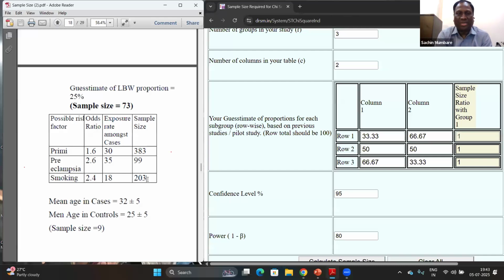Please go ahead and do it. Use the 1:3 ratio only for primary, because that is the risk factor which is giving the highest sample size. And now how much sample size is required?